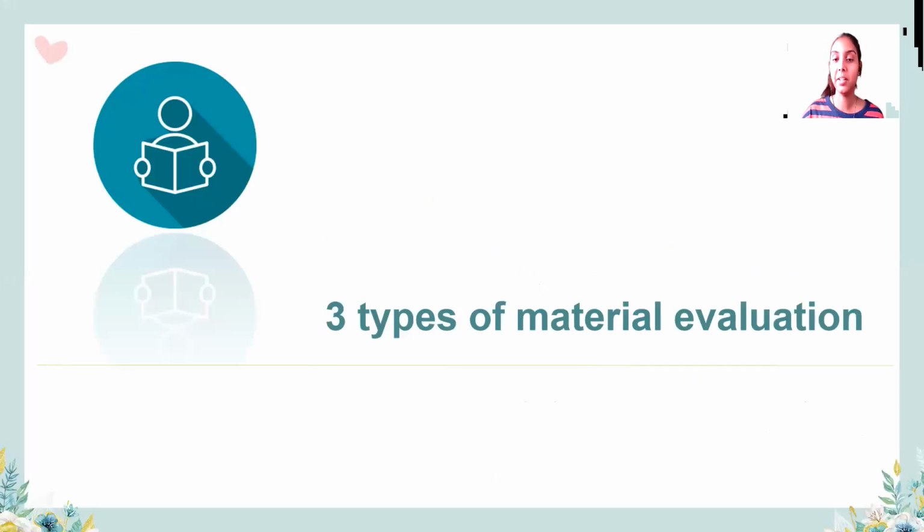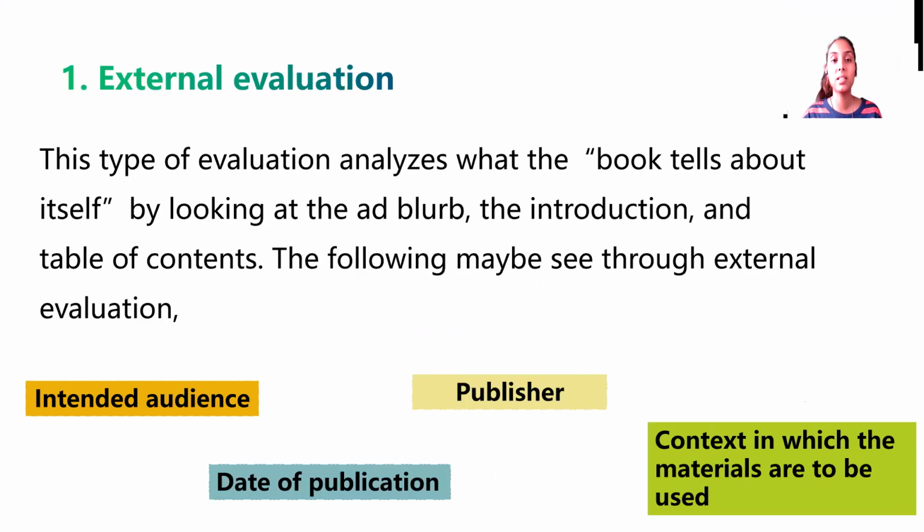There are 3 types of material evaluation. The first is called external evaluation. This type of evaluation analyzes what the book tells us about itself. When you evaluate this book, some of the external things that can be seen are the publisher, the date of publication, the intended audience, and also the context in which the materials are to be used. Just by looking at these things, we can easily identify what the material is used for, and that is external evaluation.